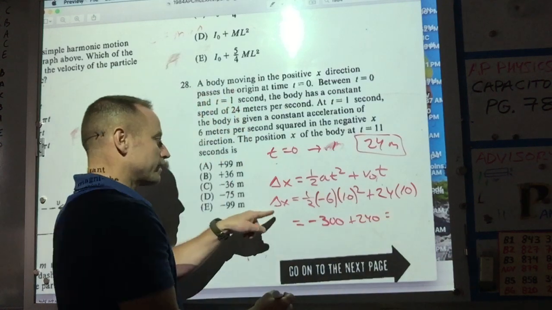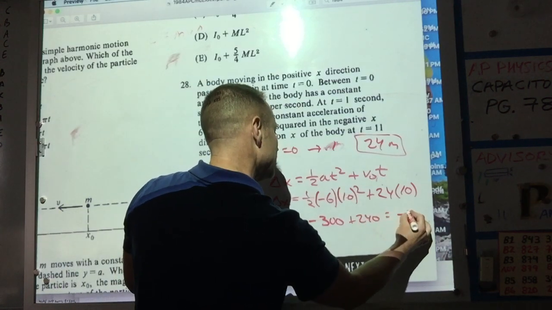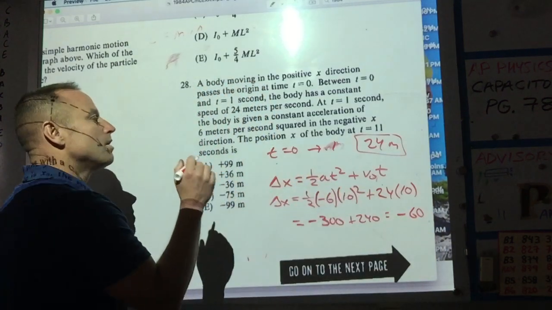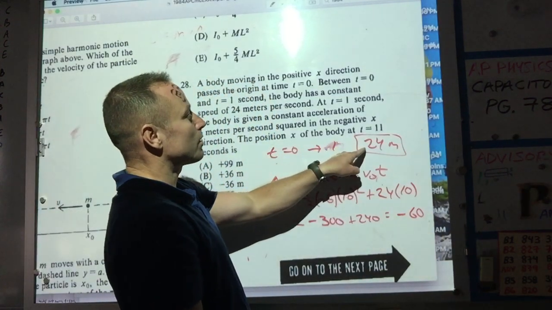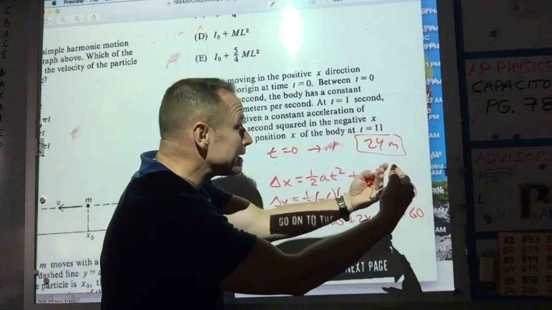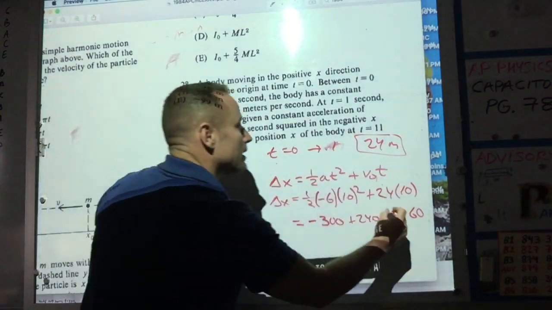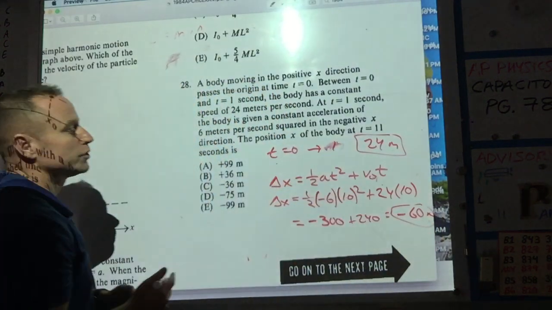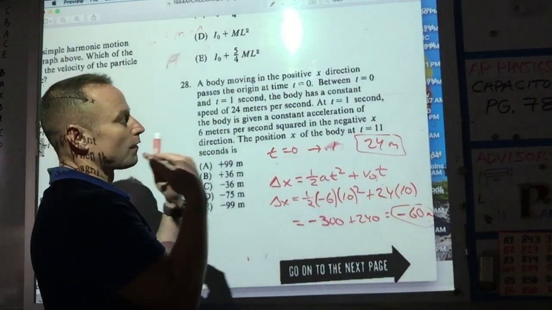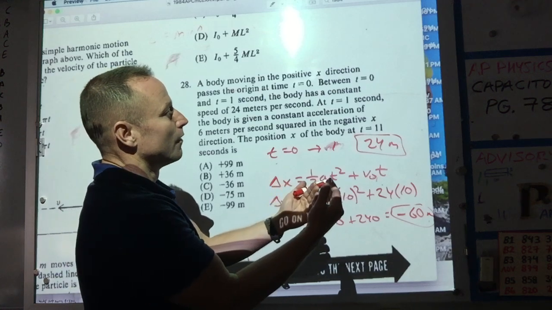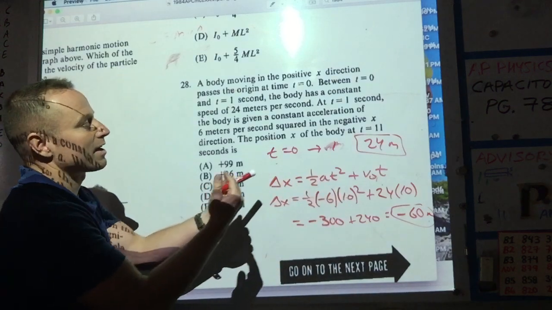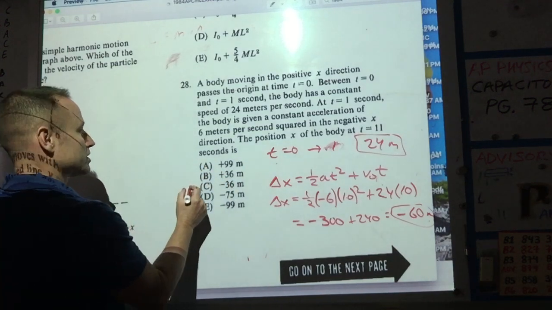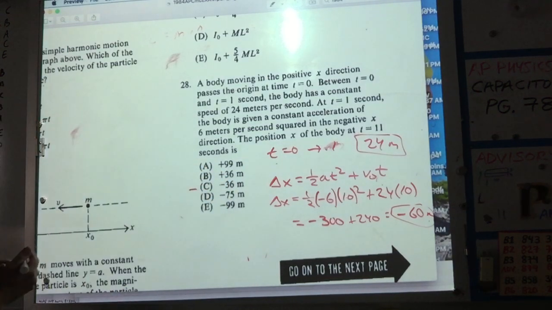So, oh, I see. During this interval, we back up 60. So we go forward 24, but then we back up 60. This is interval 1, and this is interval 2. So if we go forward 24, we have to go back 60. Not only will we go back to the origin, but then we're going to have an extra 36 left over. So it looks like it's going to be C. 28 should be C.